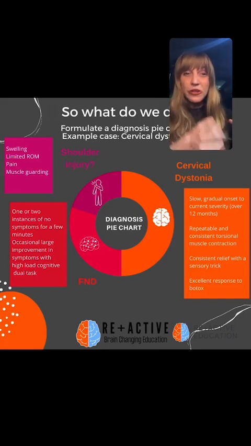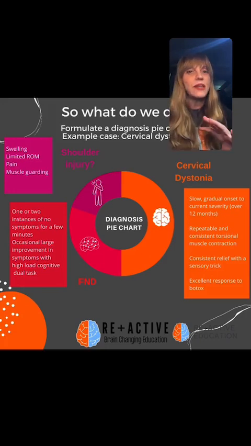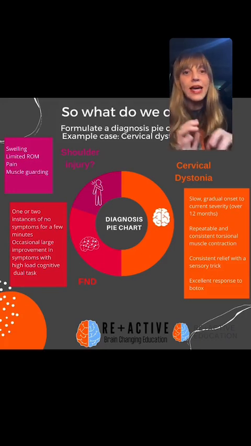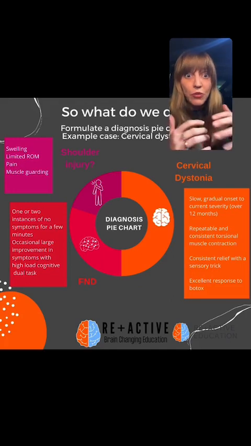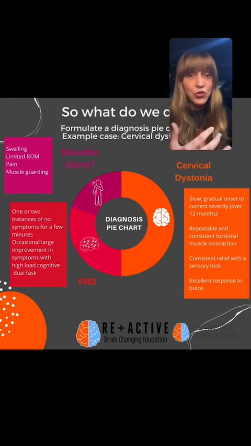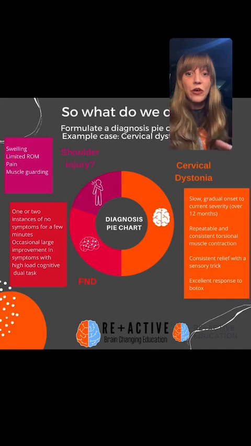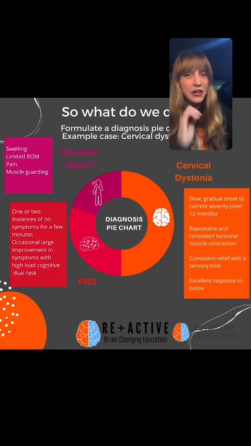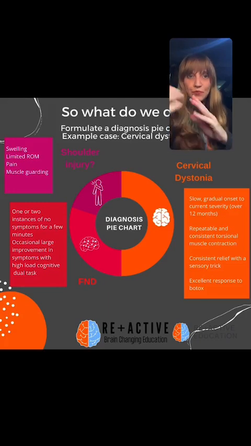So particularly, we might take those things that fit idiopathic cervical dystonia: this slow, gradual onset, repeatable and consistent torsional muscle contractions, in this case with sternocleidomastoid, consistent relief with a sensory trick, and a very great response to Botox. So that's very common, what we see in cervical dystonia.